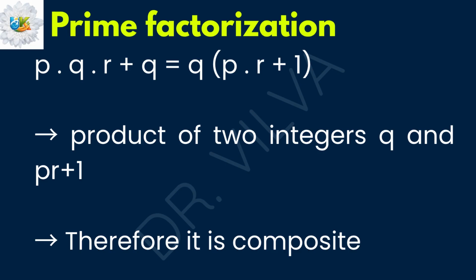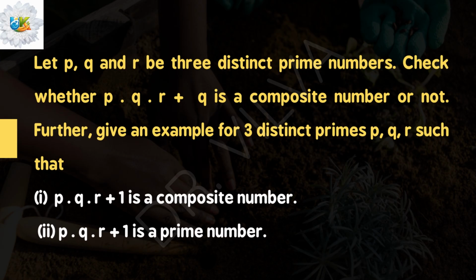Because the entire expression can be written as a product of two integers, both greater than 1, the resulting number must have factors other than 1 and itself. Therefore, PQR plus Q is always a composite number.